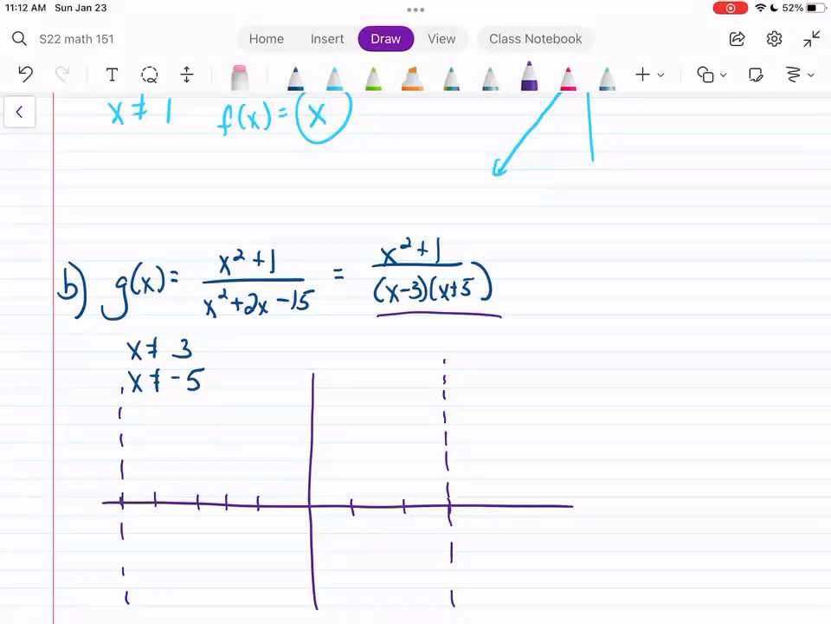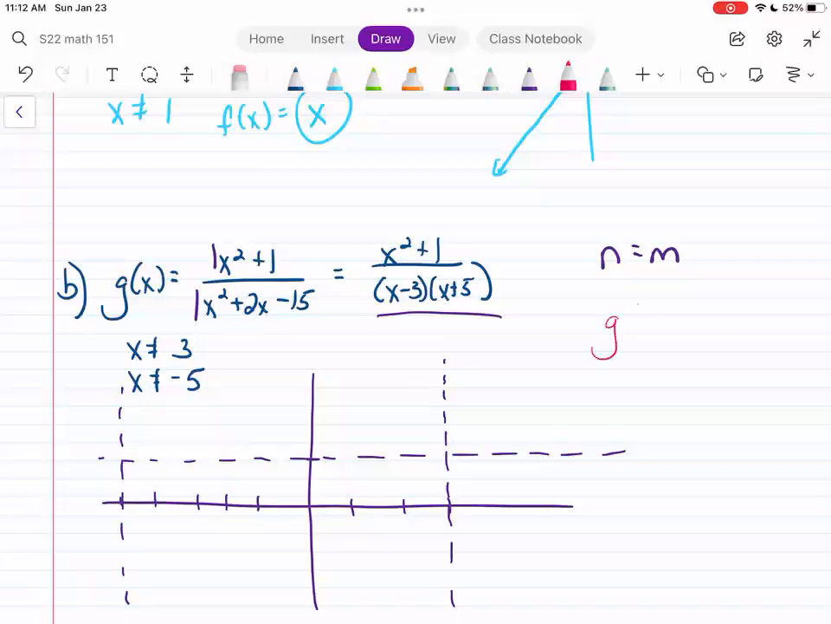Step 4 tells us to look at the degree of the numerator and the denominator. Notice here, the numerator and the denominator degrees are equal. So the horizontal asymptote is the quotient of the leading coefficients. So we have a horizontal asymptote at y equals 1. Step 5 tells us to look for the y-intercept. 0 is indeed in the domain. Where x is 0 is the y-intercept.